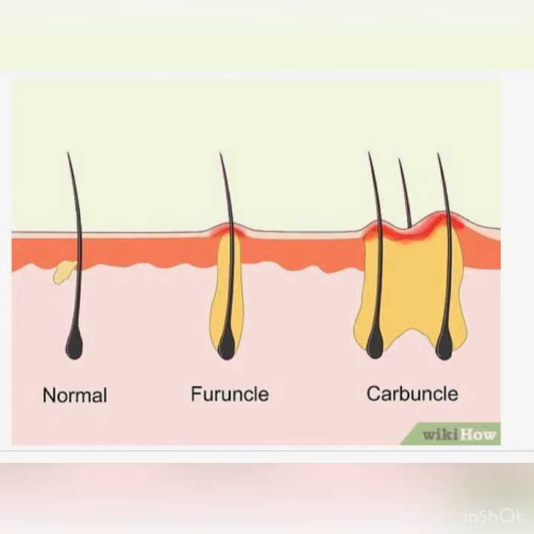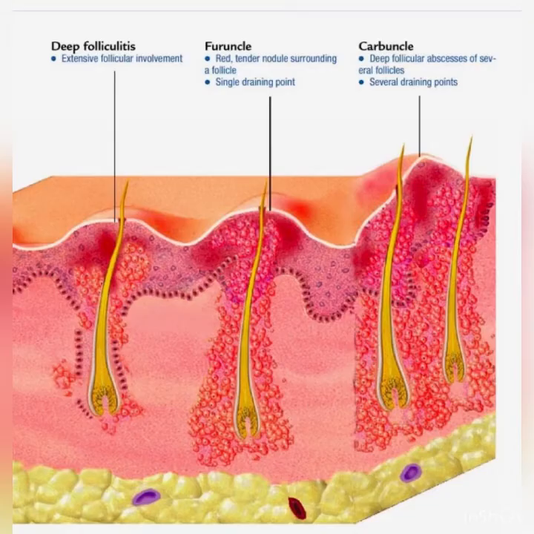This is again with a single hair follicle and a single point of drainage. That's how we differentiate a furuncle from a carbuncle. A furuncle still has a single point of drainage. They are both abscesses. So a furuncle and a carbuncle are both abscesses, but a carbuncle is now two or more furuncles together, two or more confluent furuncles, okay? These are suppurative abscesses. In this picture, you can see more clearly that a furuncle is an abscess and a red tender nodule around the hair follicle with a single draining point. A carbuncle is multiple with several draining points.